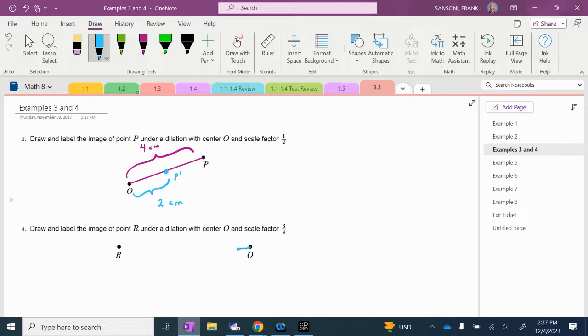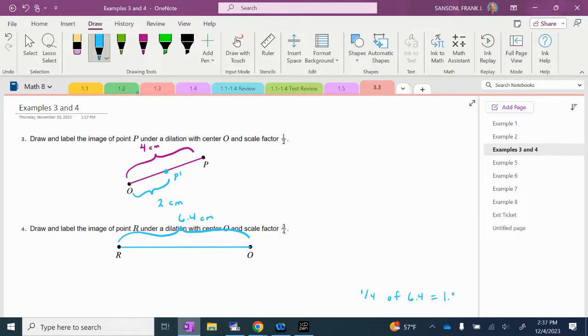OR, what's the scale factor now? 3/4. What's the distance of OR? What is it? 6.4? So what's 1/4 of 6.4? 1 point, not 7 though. 6.4 divided by 4. Anybody? We're very close to 1.7.